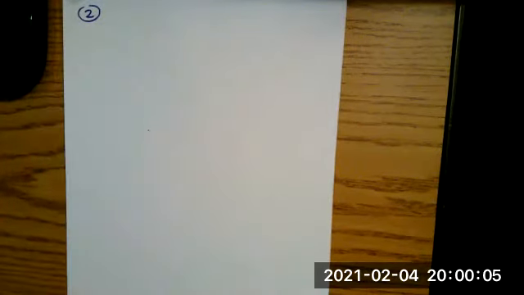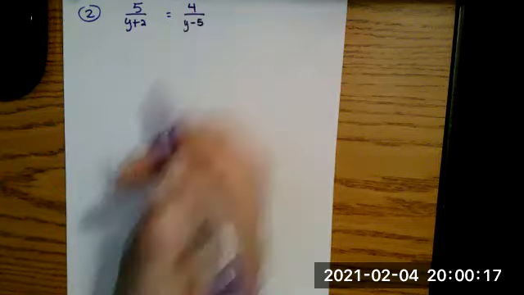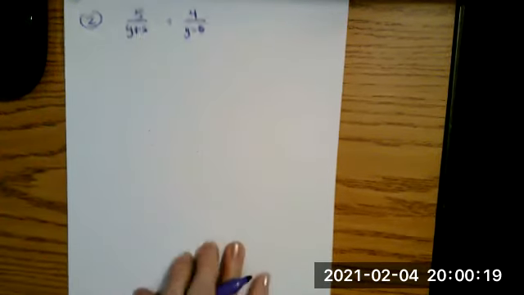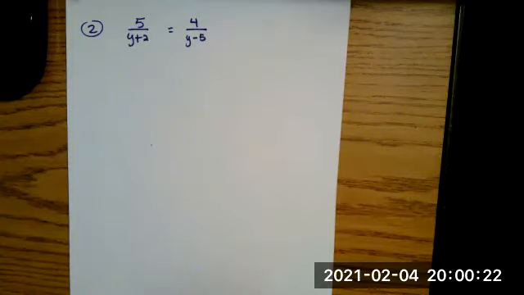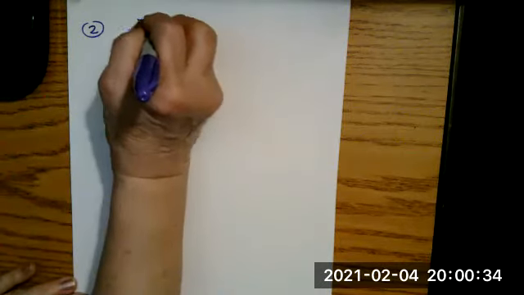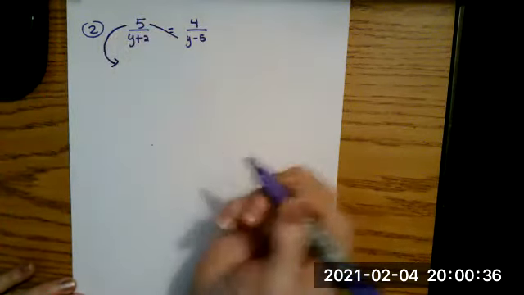All right, let's try a second one. The second one is one that if we want to, we can cross multiply. See, you have a fraction and a fraction. See that? So the easiest way to do this is to cross multiply. You could multiply both sides by a common denominator of y plus 2 and y minus 5. But I think it might be easier to cross multiply. So I'm going to try that method.